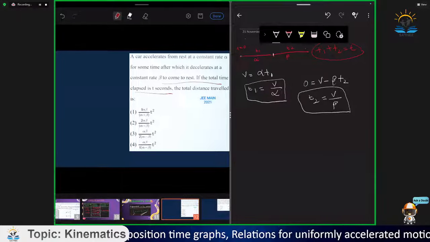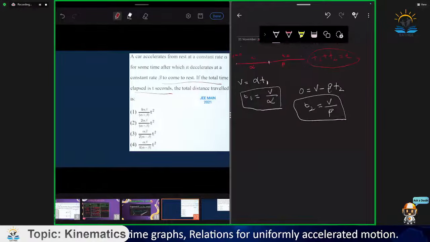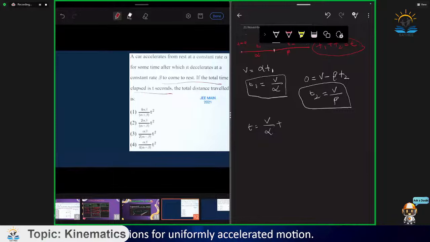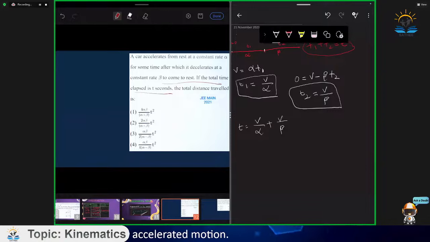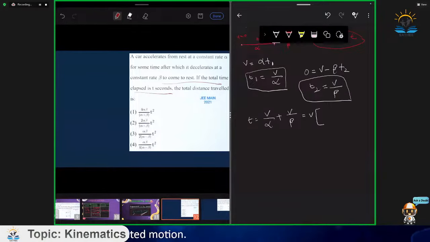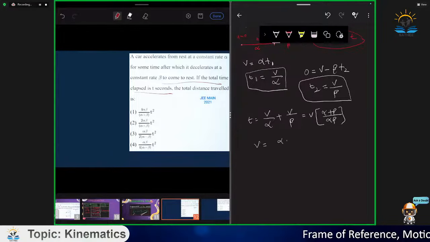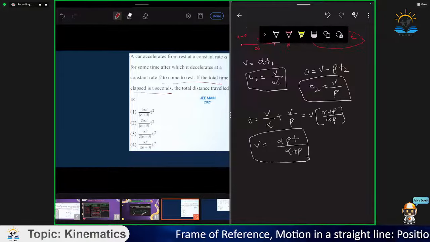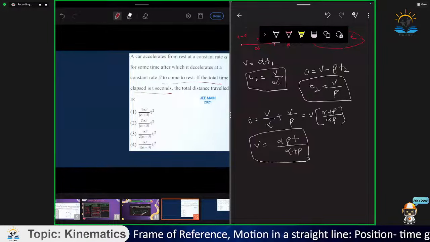So we know that total time t equal to t1 plus t2. So time t equal to v by alpha plus v by beta. From here, we get v times (1 by alpha plus 1 by beta), that will be (alpha plus beta) by (alpha into beta). So we will get an equation for velocity v equal to alpha beta t divided by (alpha plus beta).